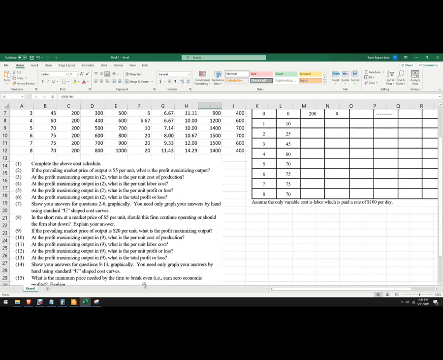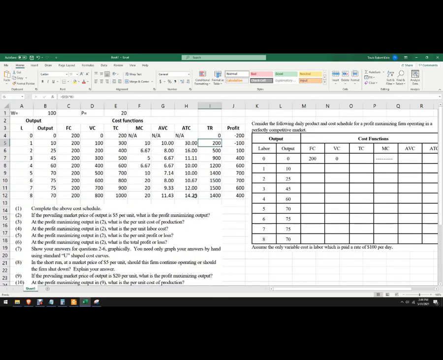Let's see, what is the minimum price needed to break even? So what we're going to do is just look at this column here, and the price is going to need to be at least $10 to break even. If the price goes above $10, then we can start making a profit. If it goes way above, 12 or 14, we can start earning a profit there. Okay, that's how to solve that type of problem.